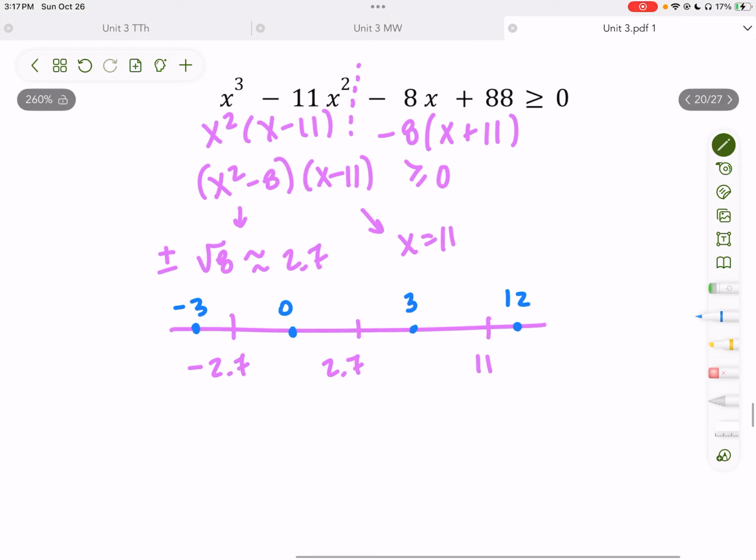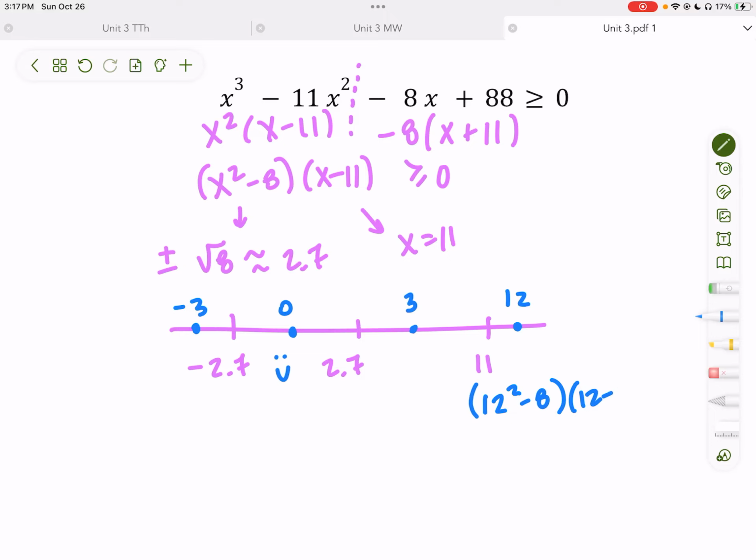I'm going to again start with 0. 0 is going to work for me, so I'll check one off. Let's go ahead and do 12. We have 12 squared minus 8 times 12 minus 11. That's positive. That's positive. Going to work.